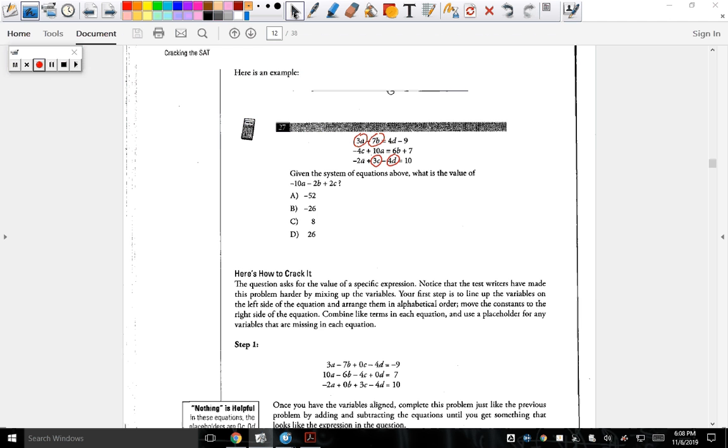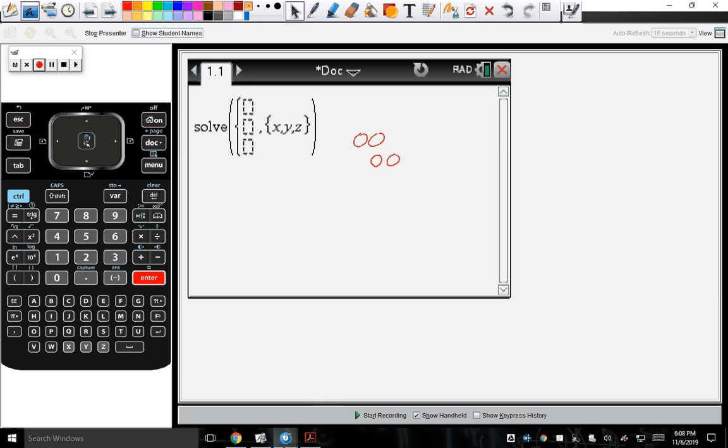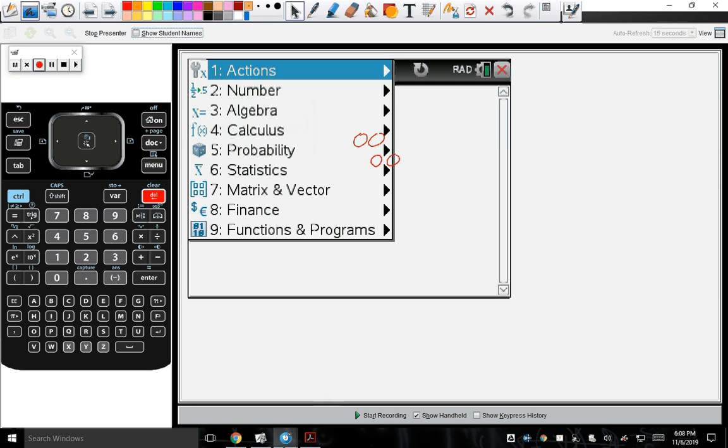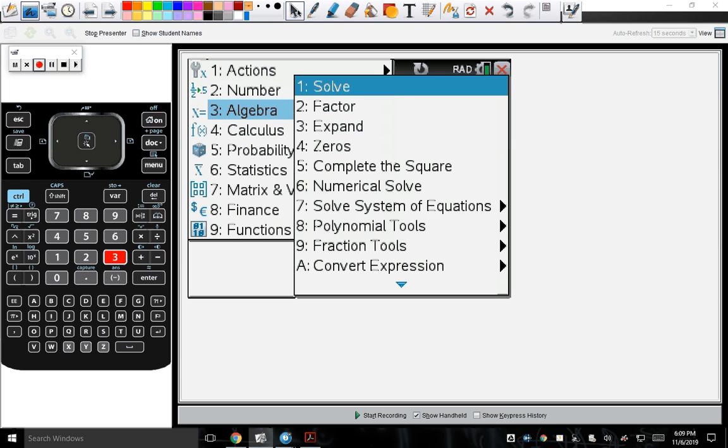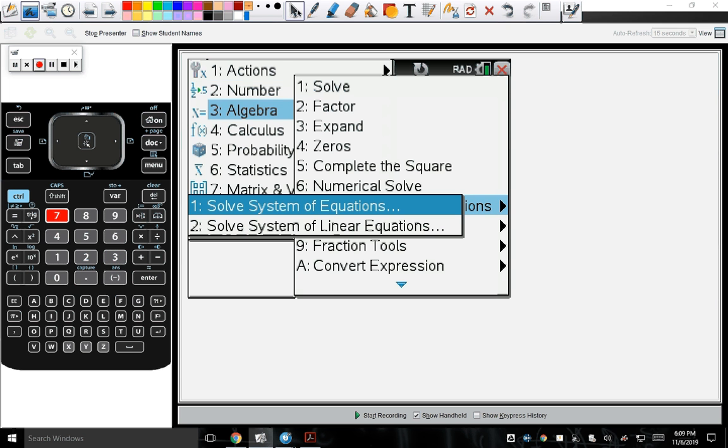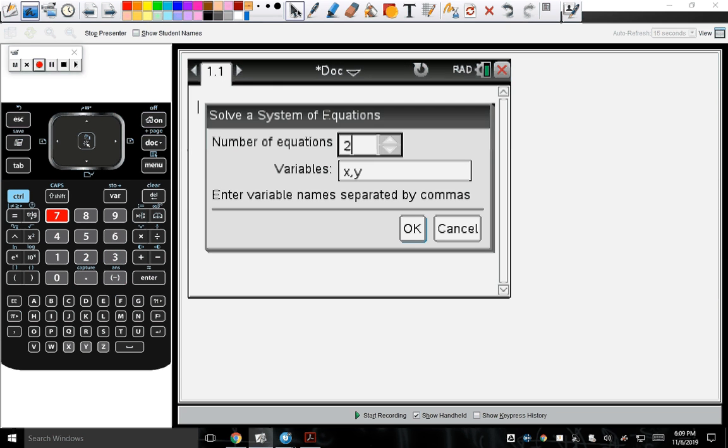Let's come over here and put this into our calculator first. Let's go back to it. From here, we're not going to have 3 variables, we're actually going to have 4 variables. So Control, Clear to clear that. So the blue button and delete. Okay, let's try this again. Menu, 3 for algebra, 7 for systems of equations, 1 for the systems of equations.